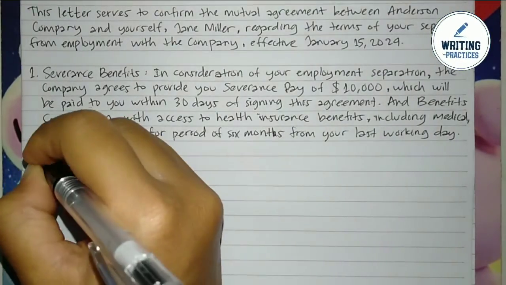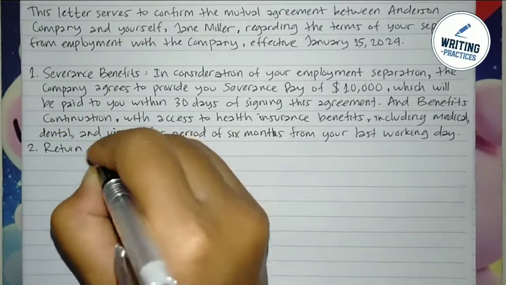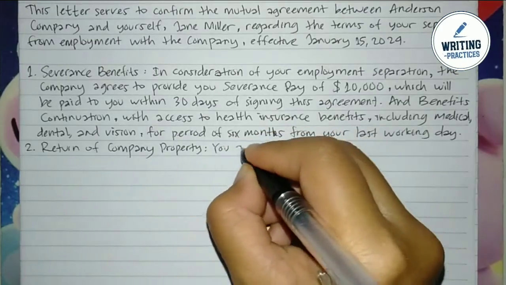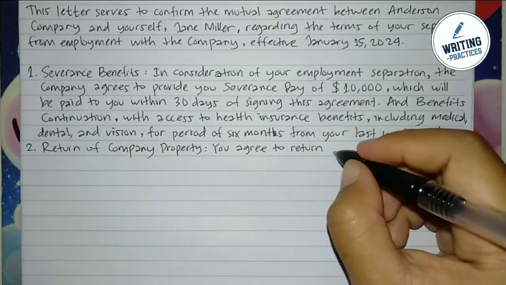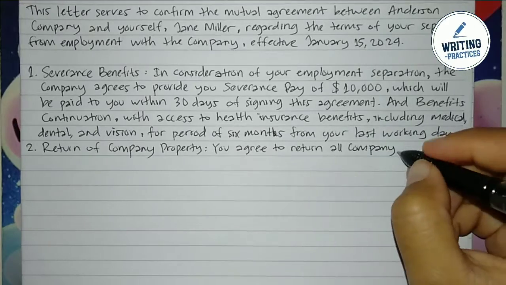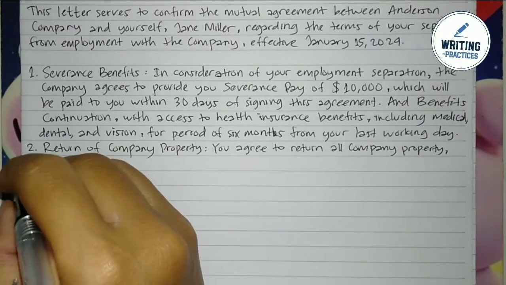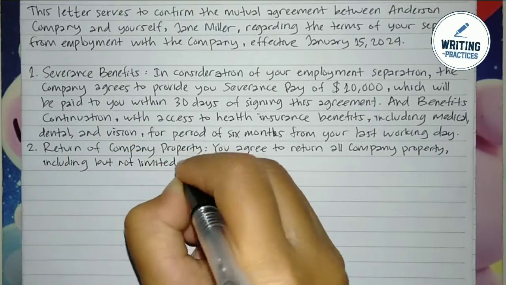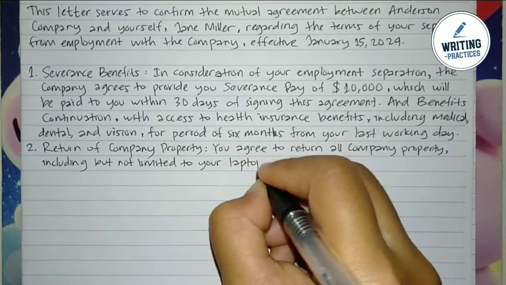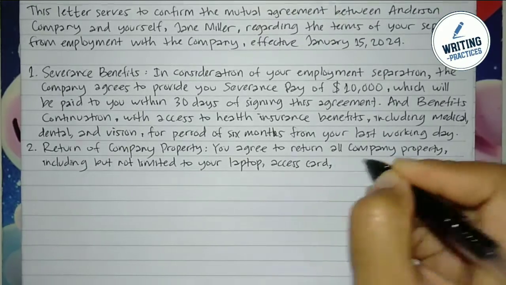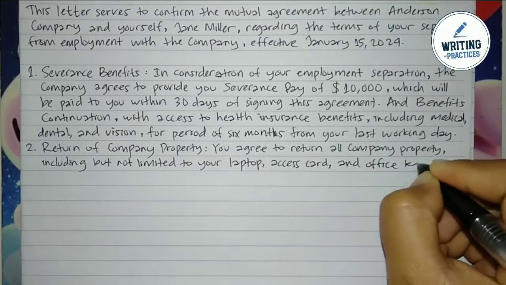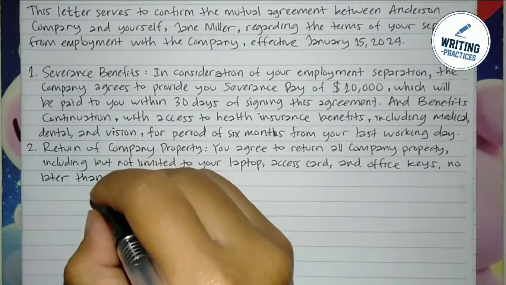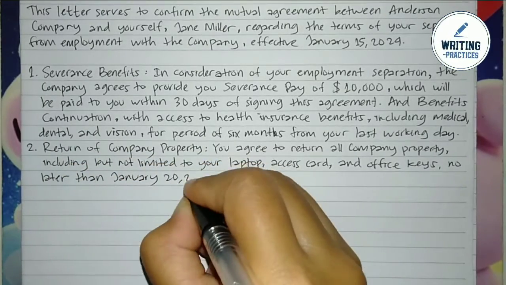In the second point, write about return of company property. It is about stipulation regarding the return of company property by the employee. And you can write something like, return of company property. You agree to return all company property, including but not limited to your laptop, access card, and office keys, no later than January 20, 2024. Yes, mentioning the effective date is a must.